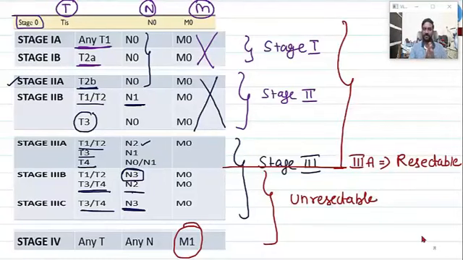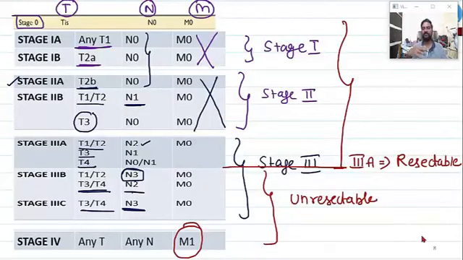So for your exam, most probably they will be asking you what is T1, T2, T3, T4 that we have discussed in detail. What are N1, N2, N3 nodes? And they might be asking you the classification up to stage 2. So in stage 1, we have 1A and 1B. Any T1, N0, M0 is stage 1A, and 1B is T2A, N0, M0. Once the nodal involvement starts, it becomes stage 2. In stage 2, T2B N0 M0 is stage 2A. In 2B, T1 T2 N1. So N1 involvement starts in stage 2B, and T3 N0 M0 is also stage 2B.